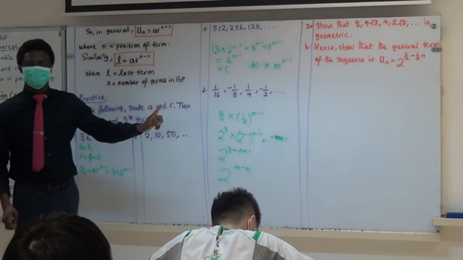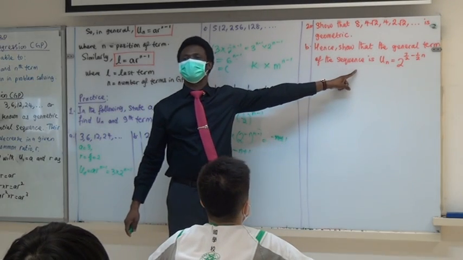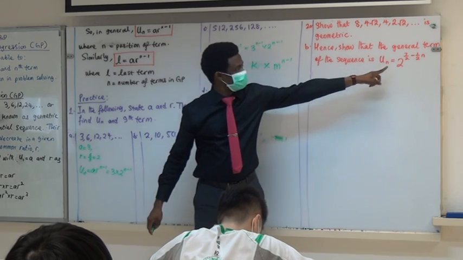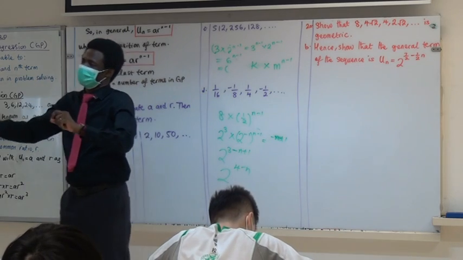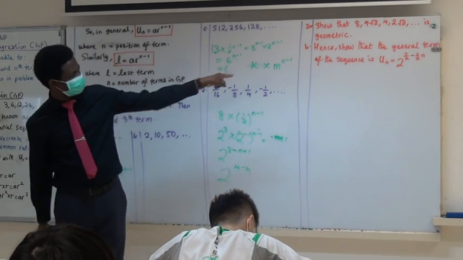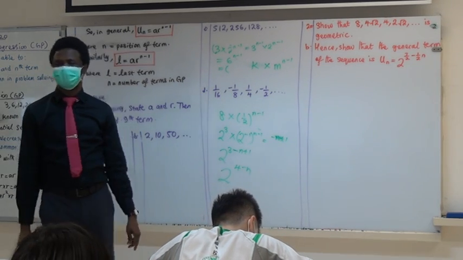Why did I mention simplify? This question is one of them. But look at the destination. Show that Un is this. It means when you write A times R, you must find a way to simplify so that you get that. Okay, let's move on.